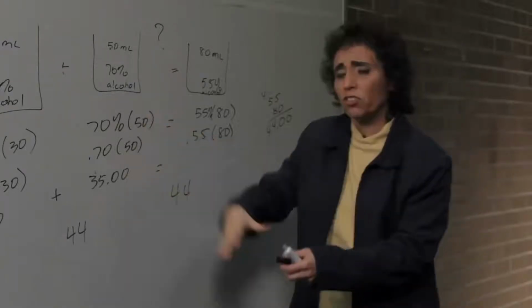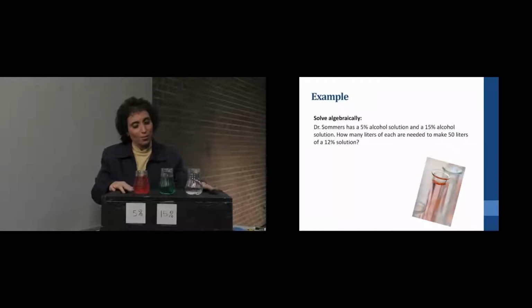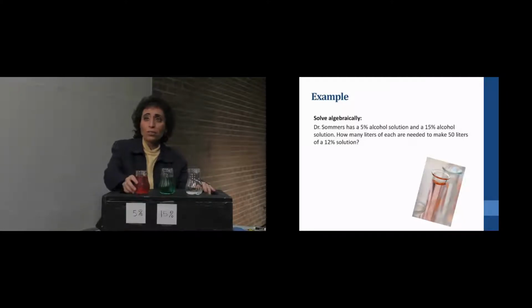So let's do another problem and make sure we understand it, because we were just checking this. Let's do an actual problem now. All right, I've been waiting all day to do this one. Dr. Summer has a 5% alcohol solution and a 15% alcohol solution, and he wants to know how many liters of each he has to add together to make 50 liters.